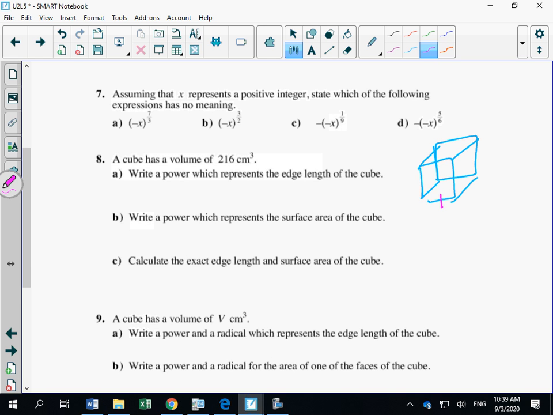Label your cube. If it's a cube, it's side, side, and side. The volume of a cube is equal to side times side times side, because length times width times height. The volume of a cube simplified would be s cubed. Then I'm going to take out this volume and put in what they give me. 216 is equal to s cubed.